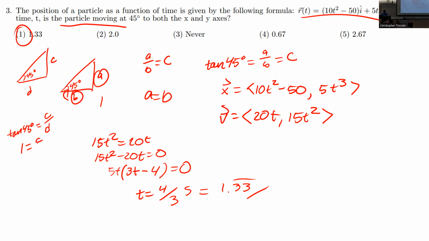So we get 1 equals C over D, which basically means if we multiply D over, we get D equals C. So basically both sides have to be the same.